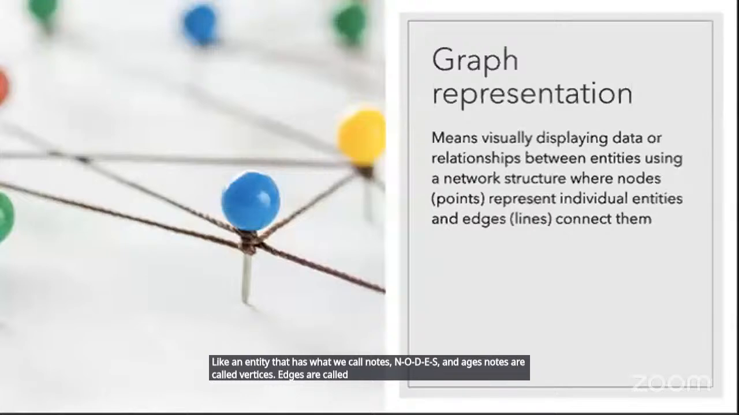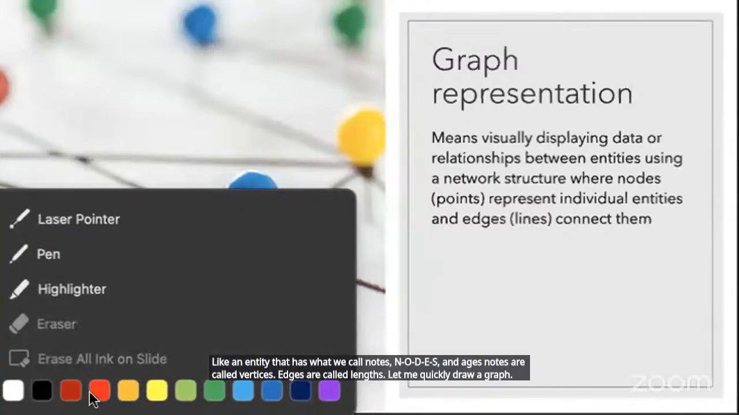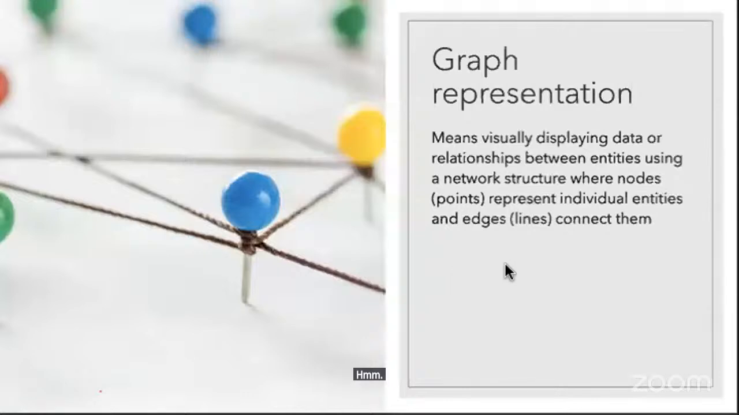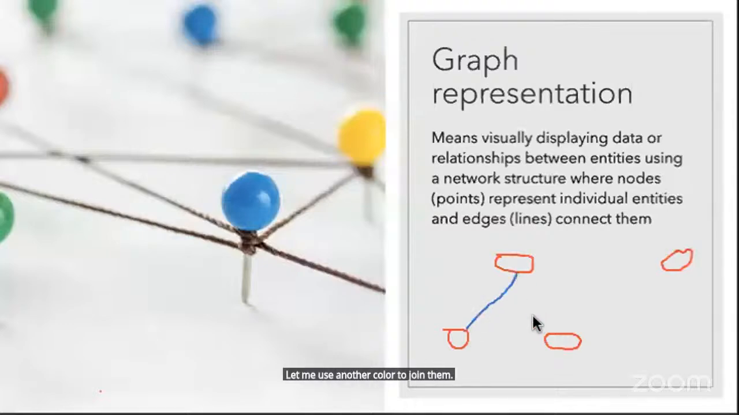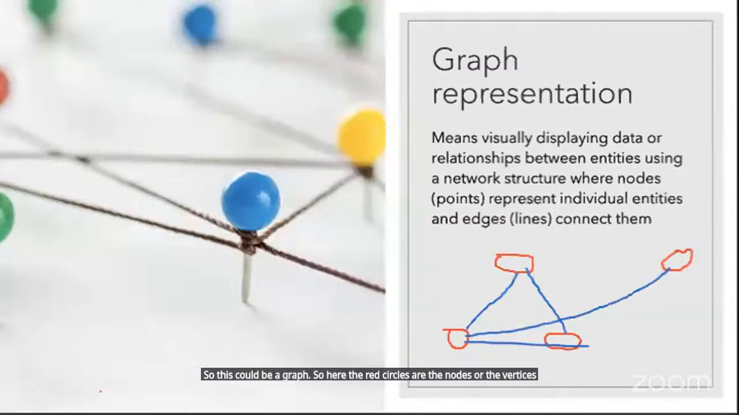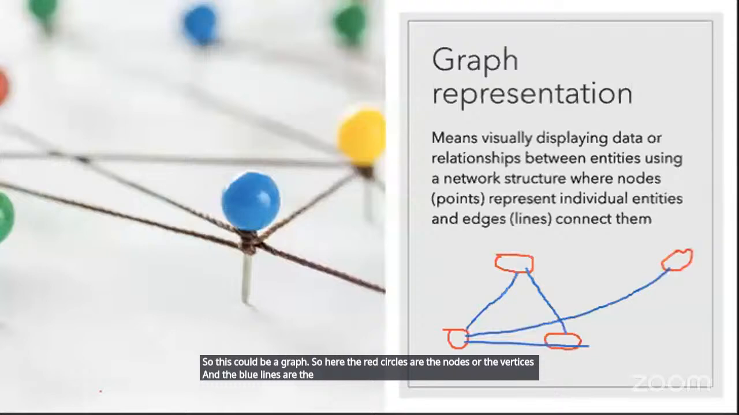Let me quickly draw a graph. Okay. This could be a graph. Let me use another color to join them. So this could be a graph. So here, the red circles are the nodes or the vertices. And the blue lines are the edges or the links.